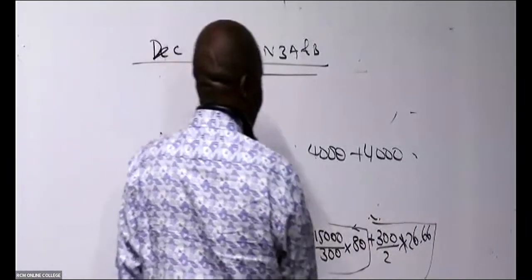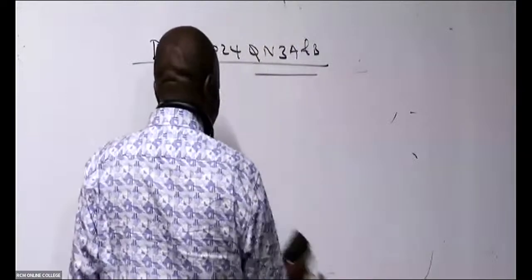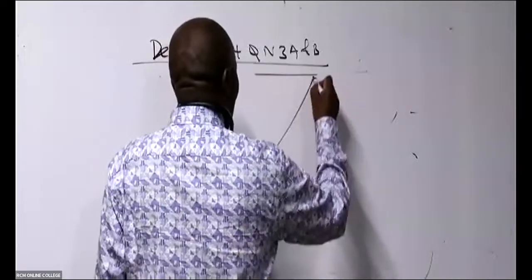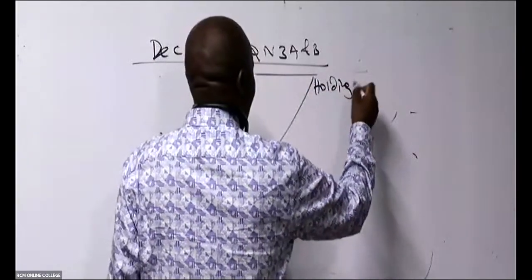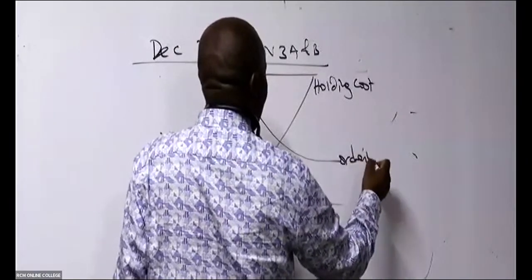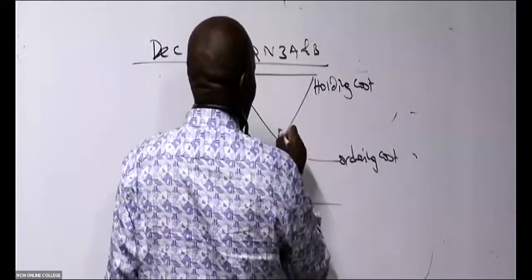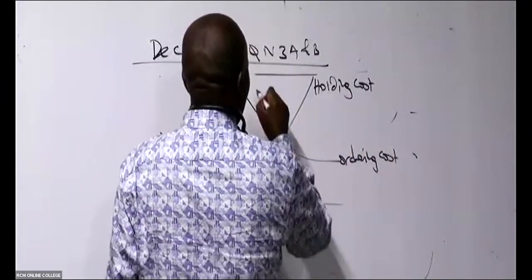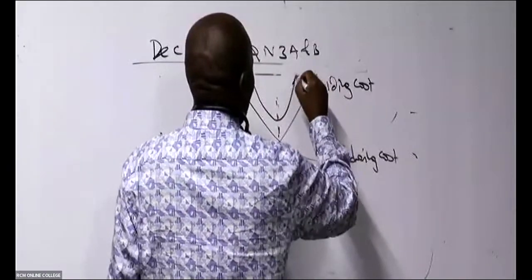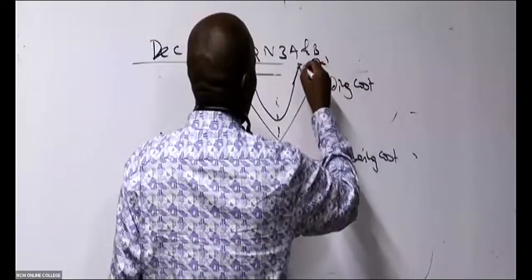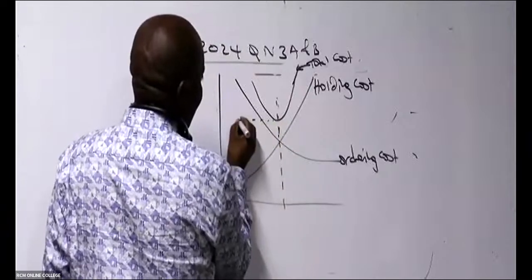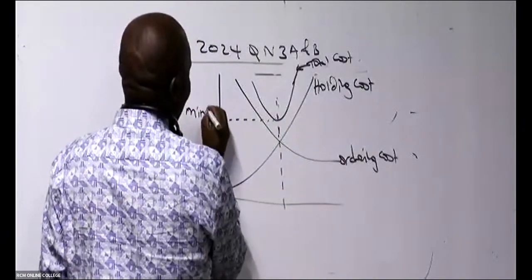Now, ladies and gentlemen, please listen to me very carefully. Whenever we talk about EOQ, we have holding cost behaving like this, and then we have our ordering cost. And if you do your total cost profile, it will behave like this. This is total cost, and of importance to me is this minimum cost.